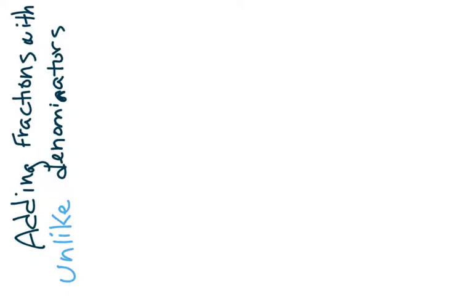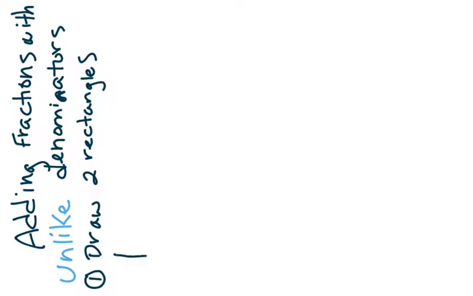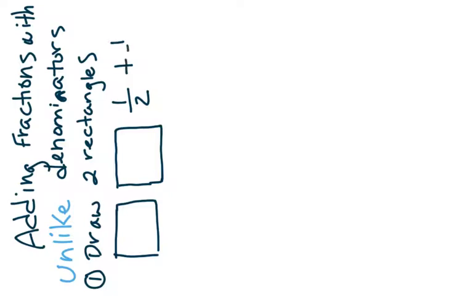Okay, so instruction 1. And again, pause this anytime you need to catch up to me. Instruction 1, you're going to draw 2 rectangles. So here's 1 and 2. So we're going to do 1/2 plus 1/4. We cannot add these two together. You cannot say that is 1/6. That is absolutely not true. So let's look at how to do this.